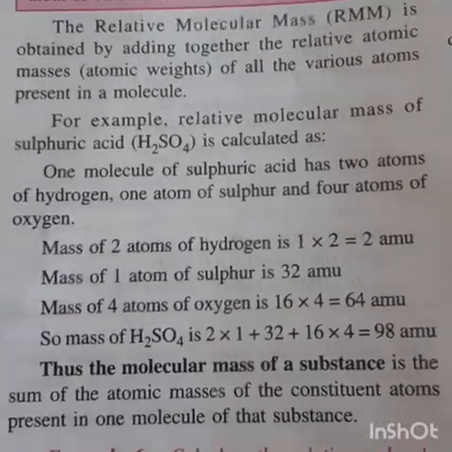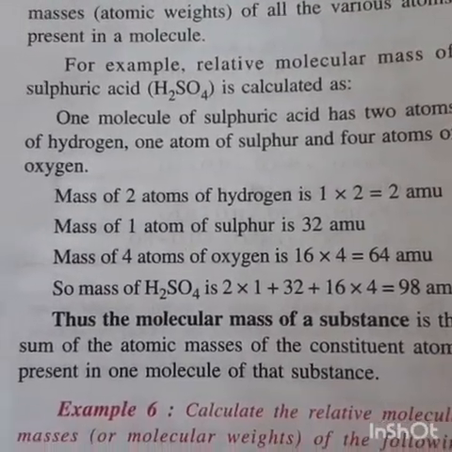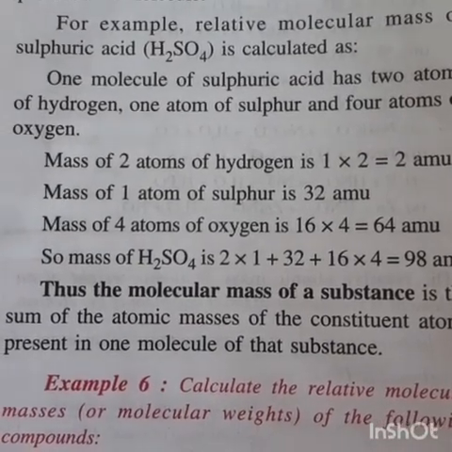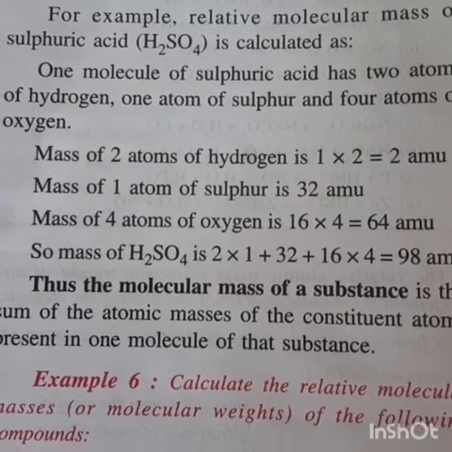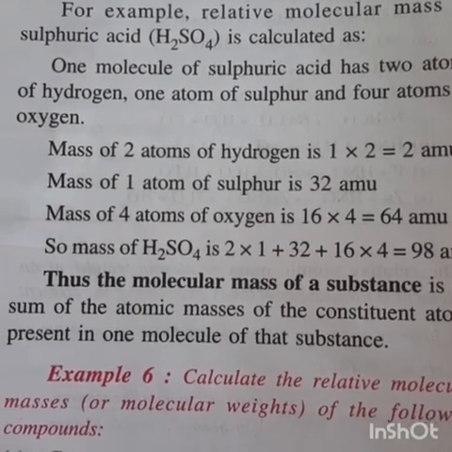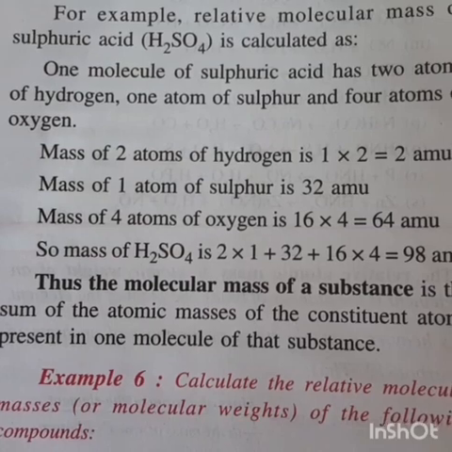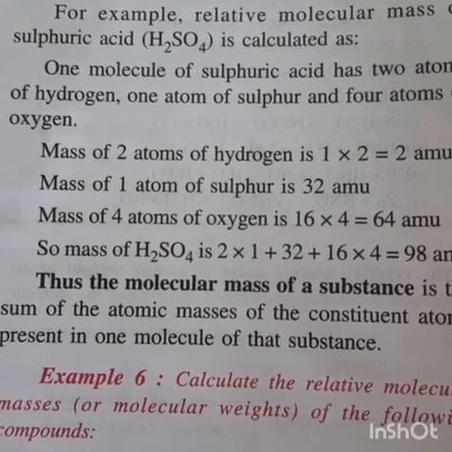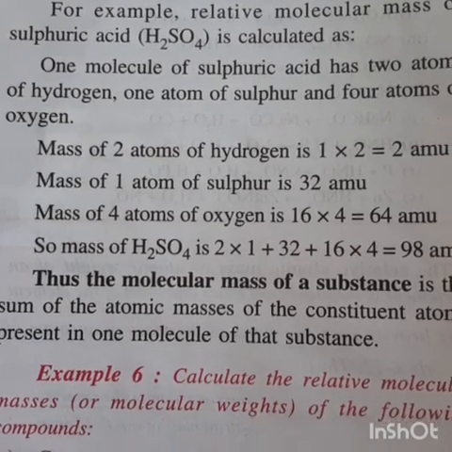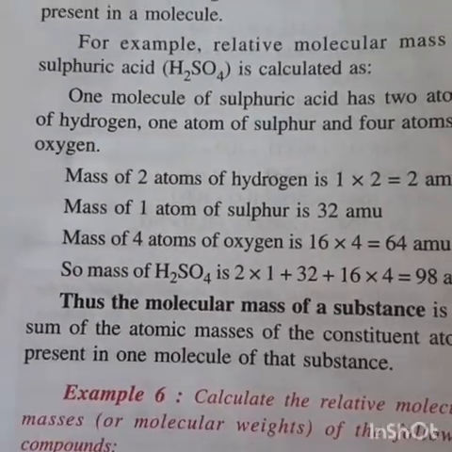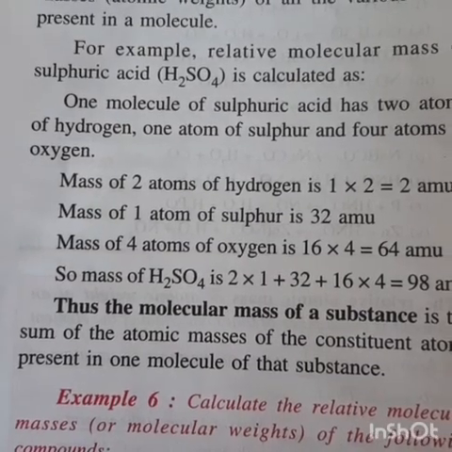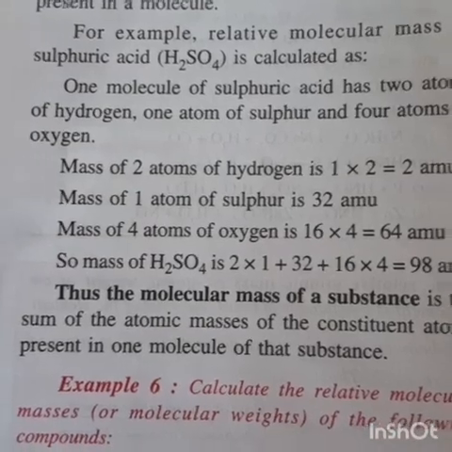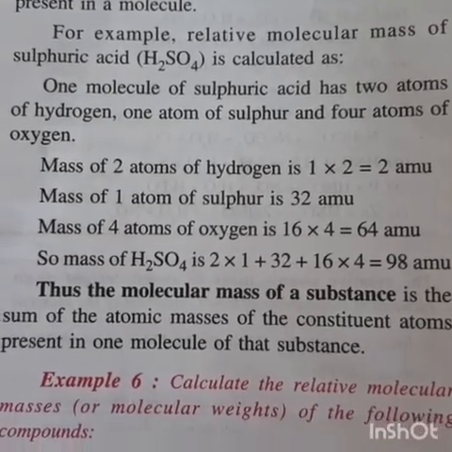In sulfuric acid, there are 2 atoms of hydrogen. So the mass of 2 atoms of hydrogen is 2 into 1, equal to 2 AMU. The mass of sulfur is 32 AMU because 1 atom of sulfur is there. Now the mass of 4 atoms of oxygen: the mass of 1 atom of oxygen is 16, so 16 into 4 becomes 64. If I add all these masses, hydrogen plus sulfur plus the 4 oxygen, it will be equal to 98.